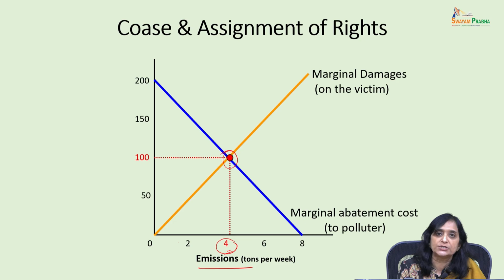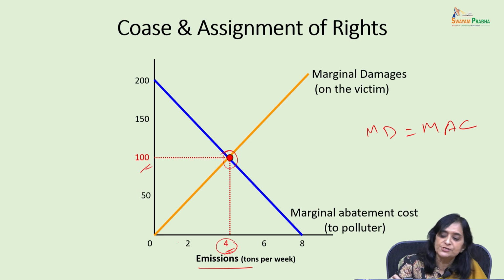this red dot which you are seeing shows that 4 tons of emission per week is what is efficient. We have just said that we will be taking three situations. One, what is efficient, where the marginal damage is equal to the marginal abatement cost, this red dot. So, 4 emissions per week, and if it is costing 100, then 4 into 100 will be the cost.